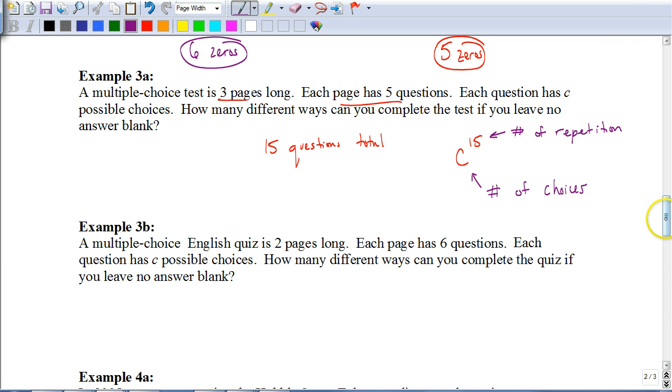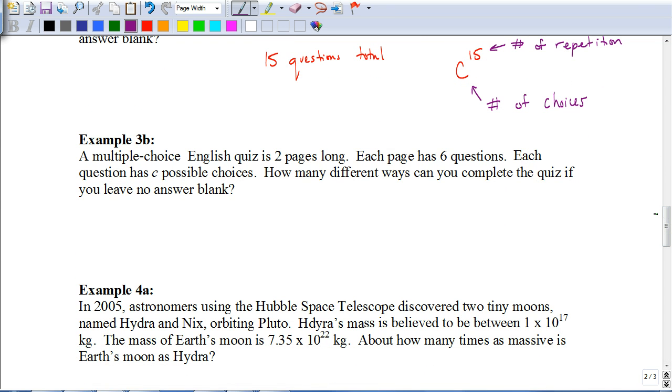So here we have a multiple choice test, English quiz I should say. That's 2 pages long and each page has 6 questions, so there's 12 questions total. Each question has C possible choices. How many different ways can you complete the quiz if you leave no answer blank? It would be C to the 12th power because we have C choices for each question and 12 repetitions of the same type of question, so it would be C to the 12th.